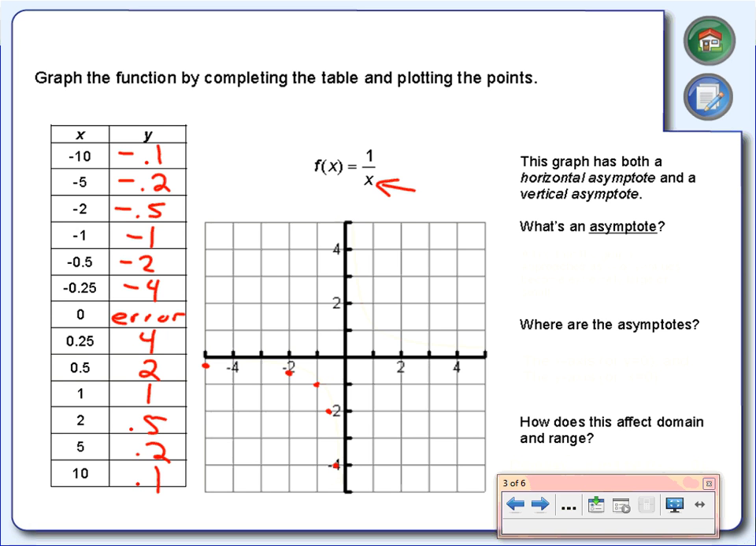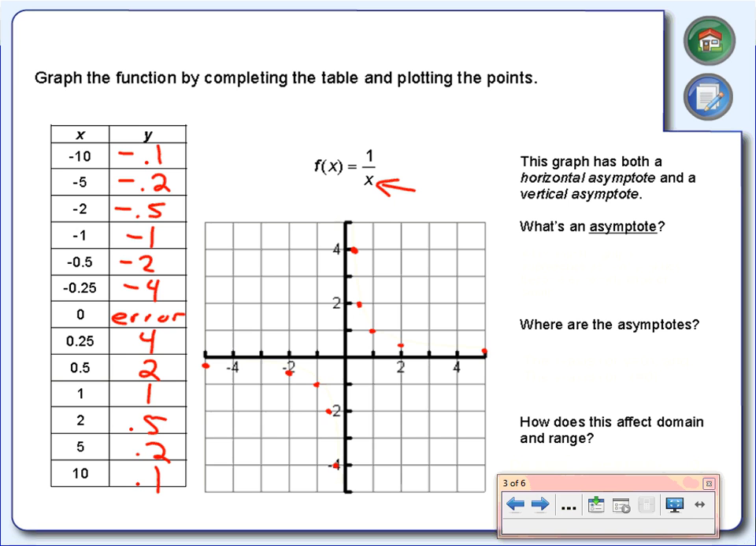0.25, 4. Let's find that one. Here's my 0.25. Positive 4 would be right about here. 0.5 and 2 would be somewhere right here. 1 is the next ordered pair. 2 and 0.5. Here it is. 5 and 0.2. Right about there. And notice that last one, 10 and 0.1, won't fit on our graph paper, so we won't worry about that.